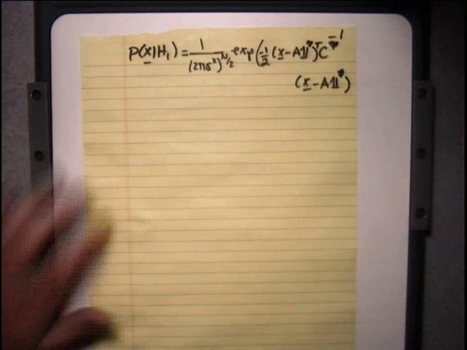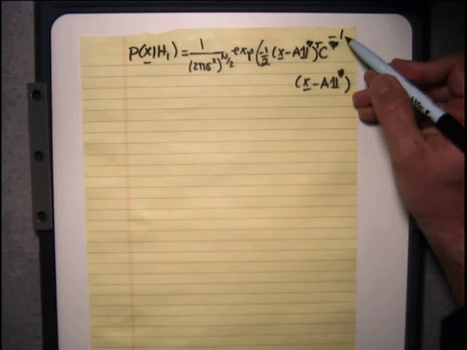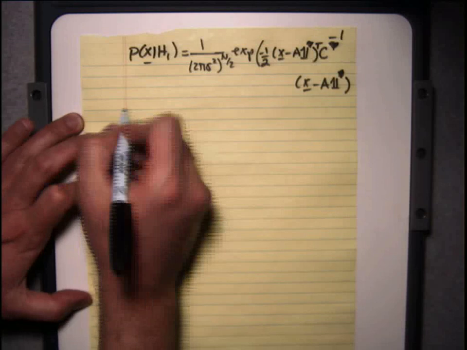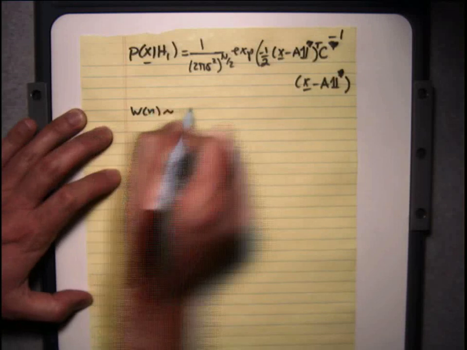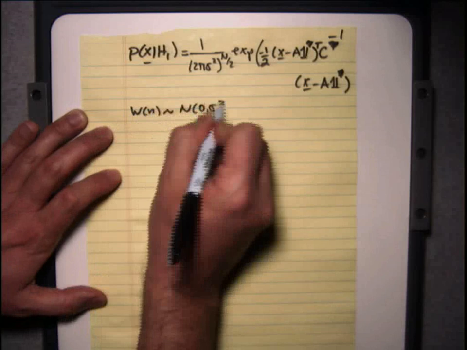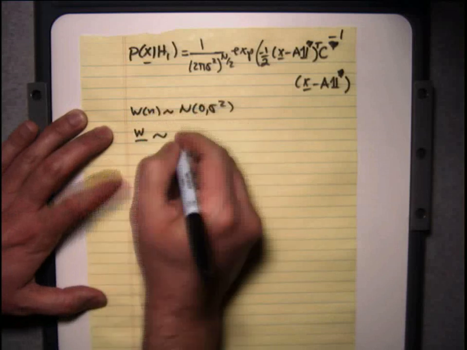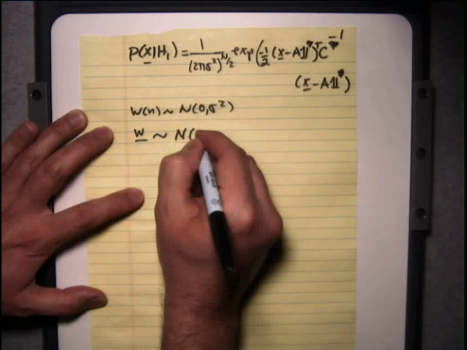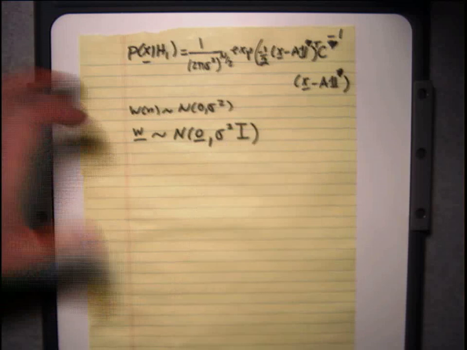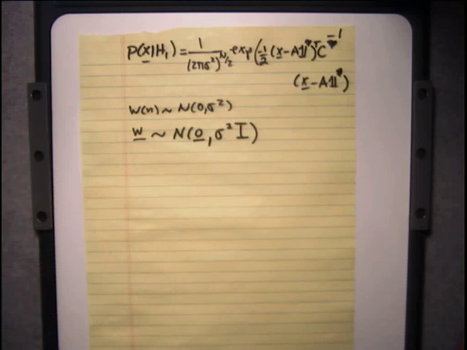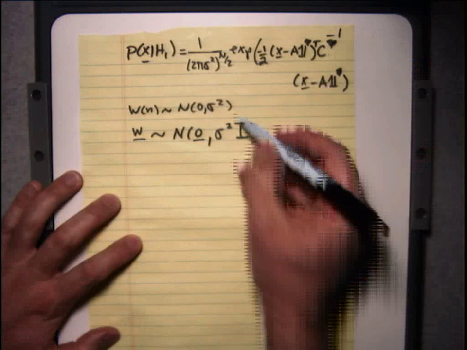Okay, this C inverse is the inverse covariance matrix, which in this case happens to be a multiple of identity. Because we had W of n is normal 0 sigma squared, then the vector W is a Gaussian random vector with 0 mean and covariance sigma squared times identity. Okay? So this is the covariance matrix inverse of this thing.